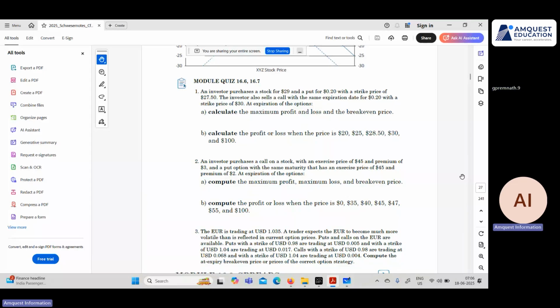There's another interesting thing that you can see over here. Did you notice one more thing in this question? Did you notice what the put price is? It's 0.2. What is the call price? 0.2. Exactly. So what does that mean?